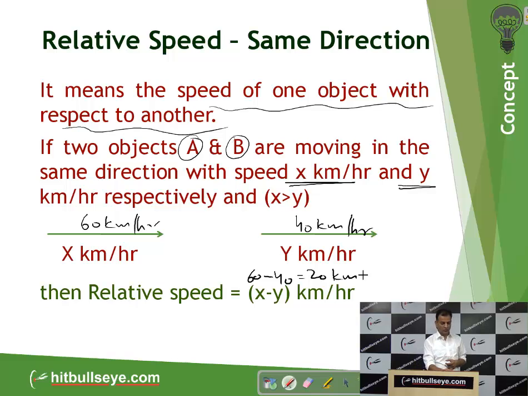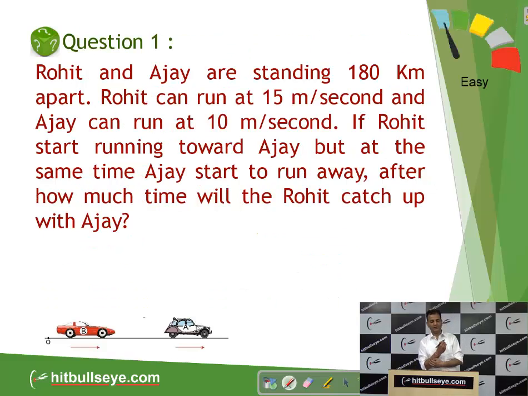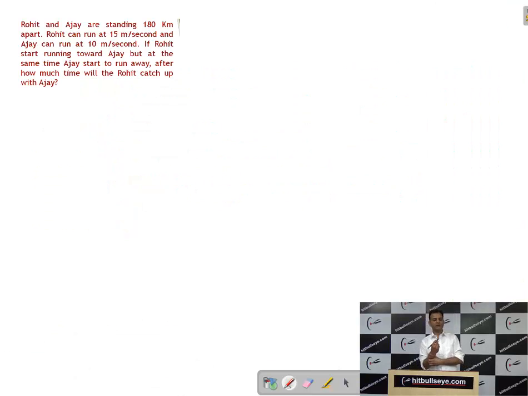Now let's do this question with the help of an example. Students, just go through the question and have an overlook. Rohit and Ajay are standing 180 km apart. Just understand the concept. The distance between Rohit and Ajay is 180 km.